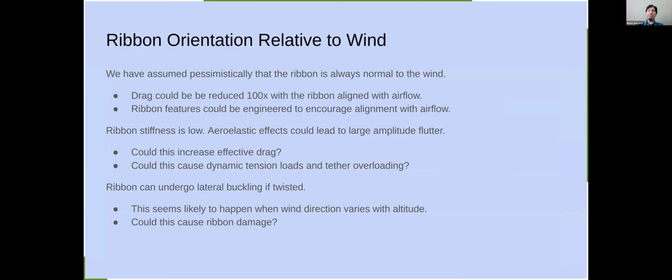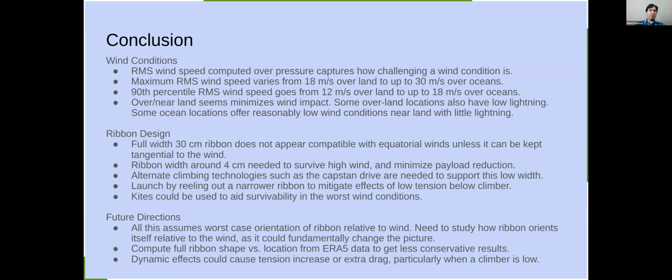Other consideration, the ribbon stiffness is very low. I'm worried that there will be aeroelastic effects that could cause flutter. This could increase the effective drag. It might create some dynamic loads that are a problem. And another issue could be, if you start twisting the ribbon, as we'll see tomorrow, it can undergo lateral buckling, which might cause damage. All right, that's pretty much all I wanted to present.